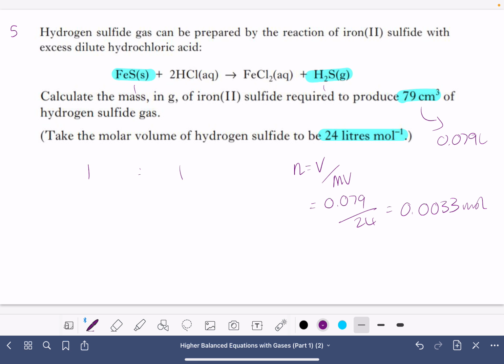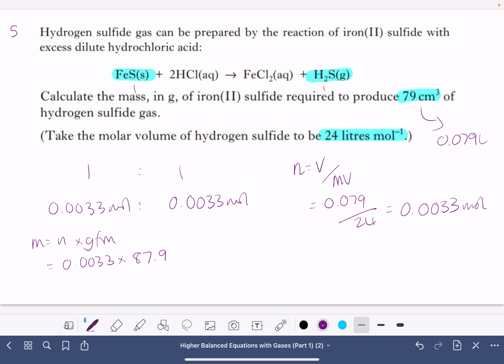If the ratio is 1 to 1 of the iron sulfide to the hydrogen sulfide, then if I produce 0.0033 moles, then I can start with 0.0033 moles. That's what I would need to give me that volume. Now I need to work out the mass, which is mass is number of moles times the gram formula mass. So 0.0033 multiplied by the gram formula mass of iron sulfide, which is 87.9.